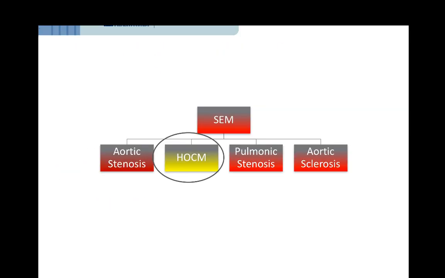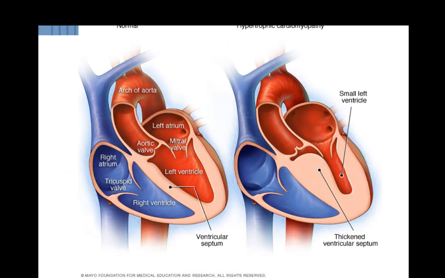HOCM is a very, very high yield topic for the boards because dynamic auscultation affects all five of them slightly differently. So the important thing is, let's look at the normal heart. You have your ventricular septum, and you have your left ventricle here. In HOCM, because of a genetic disease, familial, inherited pattern, your ventricular septum is going to hypertrophy.